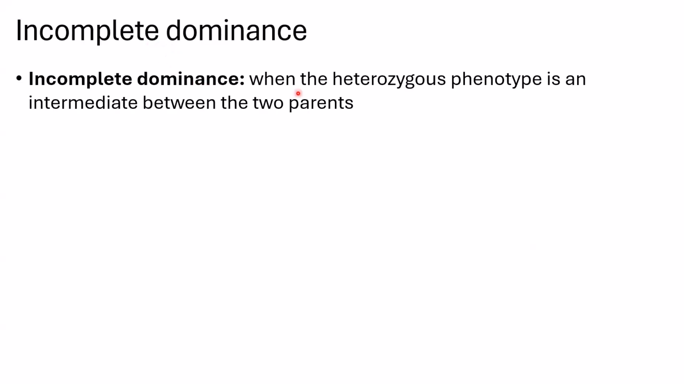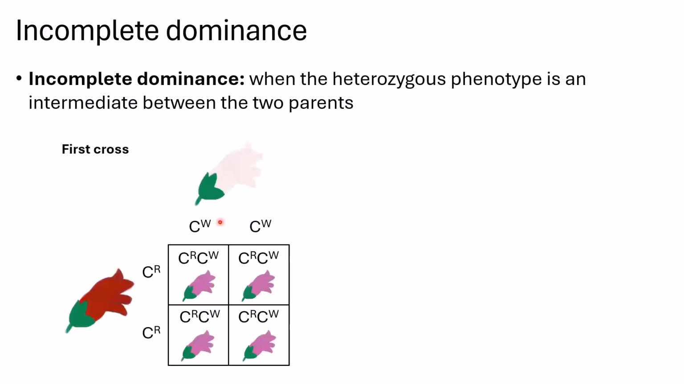Incomplete dominance is an example in which the heterozygous phenotype is an intermediate of the two parents' phenotypes, which means that instead of one allele being dominant over the other, neither allele is dominant, and both are partially expressed. A common example is a snapdragon. Here we have allele C for color, with R designating a flower with a red color and W designating a flower with a white color.